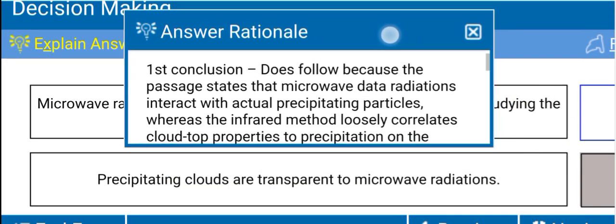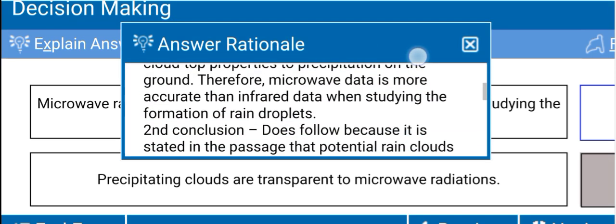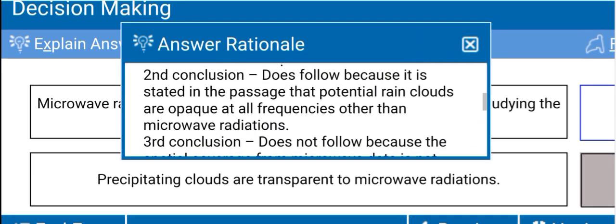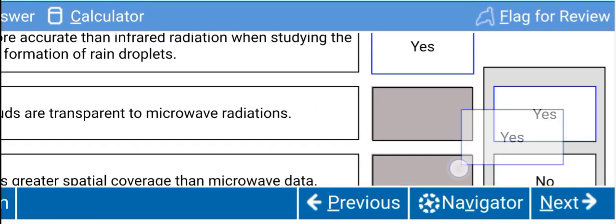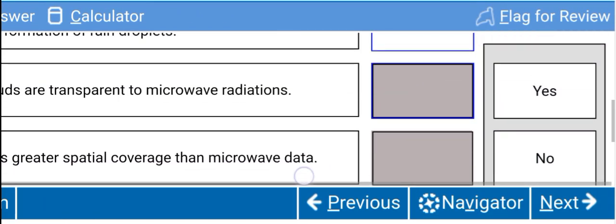Second conclusion says precipitating clouds are transparent to microwave radiations. It does follow because it is stated in the passage that potential rain clouds are opaque at all frequencies other than microwave radiations. So this one does follow. So that's why we will drag a yes and drop it here in front of this conclusion.